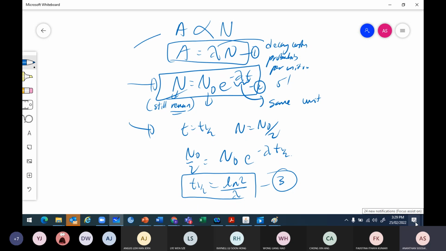Next class we'll be discussing how these formulas are used. I'll catch up with you on Monday.